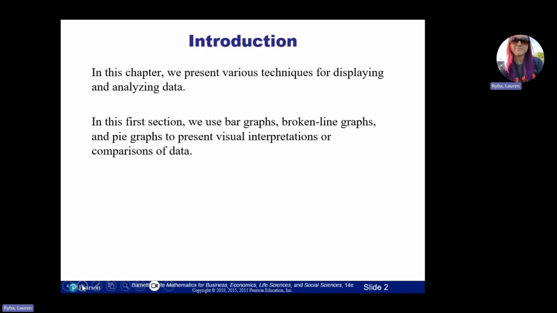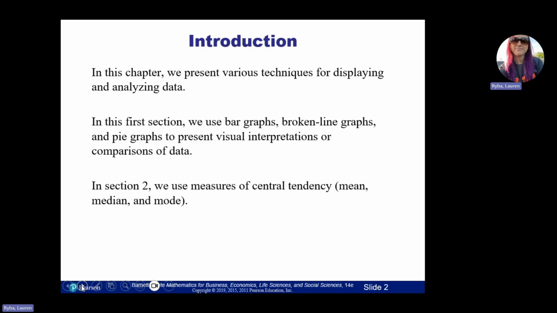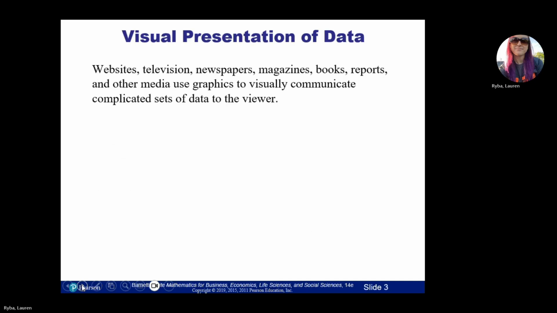We will talk about bar graphs, broken line graphs, pie charts, basically to give us visual representations or interpretations of our data. We know that we can see data everywhere. You go on a computer, you go to the TV, if you happen to see a newspaper or magazine, you're going to see graphs in life.